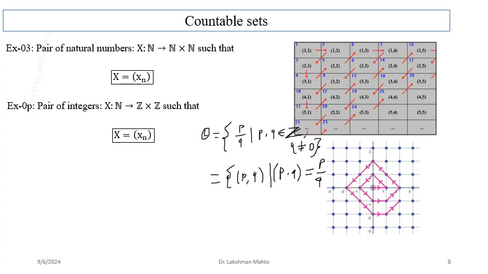So P comma Q in this special case is defined by P by Q, and P and Q satisfy the above properties, the ones I had mentioned. In the same way. Okay.